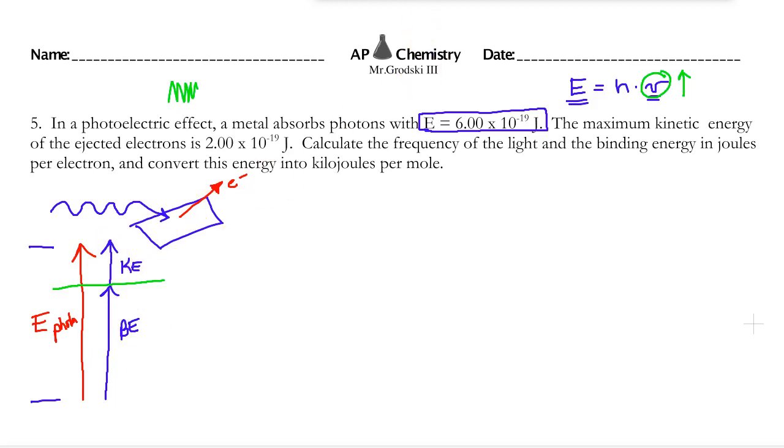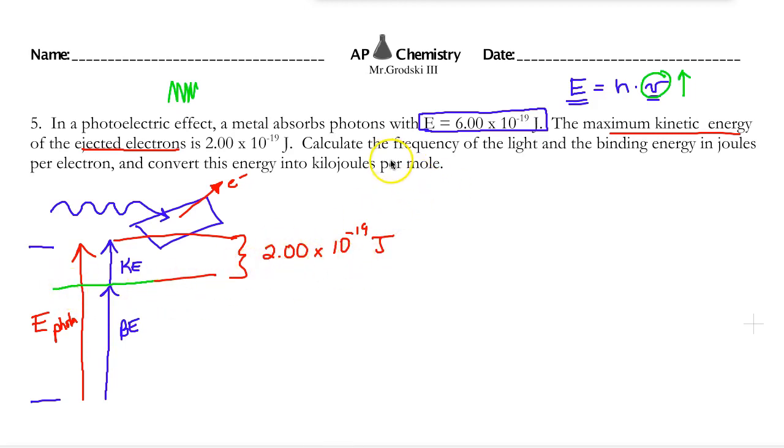So what did they give me in the problem? They gave me the maximum kinetic energy of the ejected electrons. So they gave me this value right here. So let's go find that. That value is 2.0 times 10 to the negative 19 joules of energy. Small amount because this is really per electron here. That's the kinetic energy. So that's the extra energy beyond the threshold.